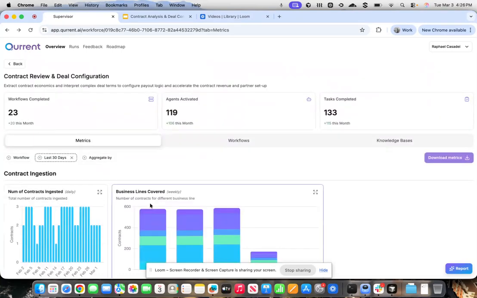So overall, this team of digital workers is really around driving contract review and deal configuration into a CRM or PRM at scale with near 100% accuracy in order to really fast track and de-risk complex contracting business processes, essentially.